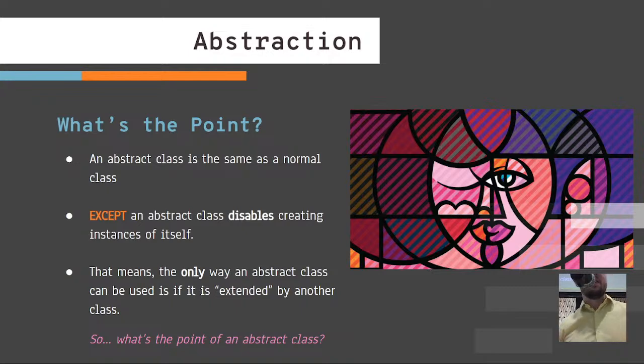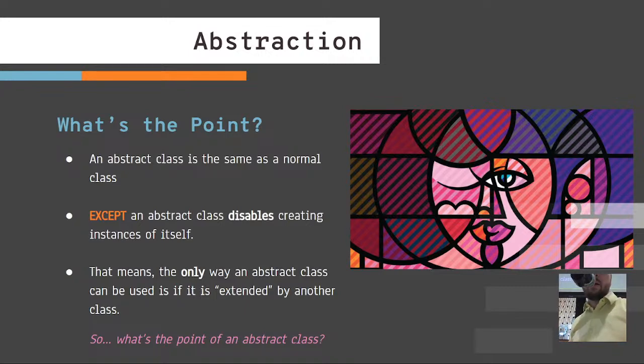An abstract class is the same as a normal class, except an abstract class disables the option of creating an instance of it. And so if we had a doggo class and we made it abstract and we try to say doggo bonsai equals new doggo quotes bonsai, it won't let us because it's abstract. And so we can't create objects with an abstract class, which means the only way we can use an abstract class is if we extend it, if we import it with another class.